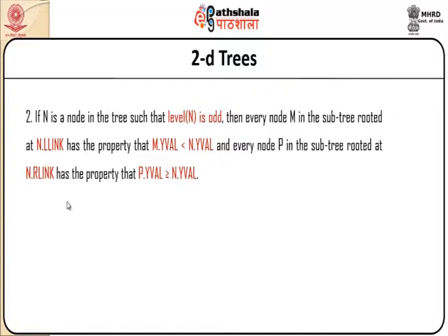I repeat the sentence: if n is a node in the tree such that level of n is odd, then every node m in the subtree rooted at n dot l link has a property that m dot y value less than n dot y value, and every node p in the subtree rooted at n dot r link has a property that p dot y value greater than or equal to n dot y value.